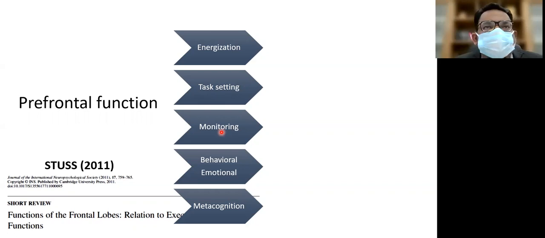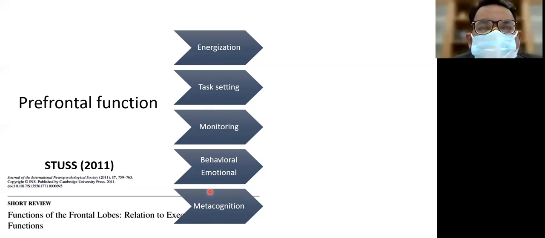This is task setting. Then monitoring becomes whether the timetable is being followed from time to time, whether there are no stops or pauses. Once you have set the task, whether the task is being followed, that process is monitoring. Then behavioral and emotional regulation or dysregulation, and metacognition. Metacognition is understanding others' perspective or mental states. So these 5 tasks are done by the prefrontal cortex.